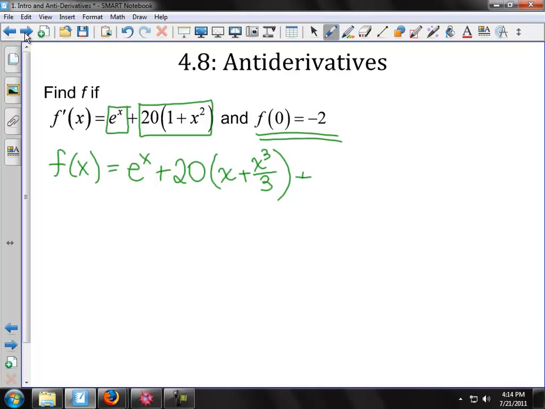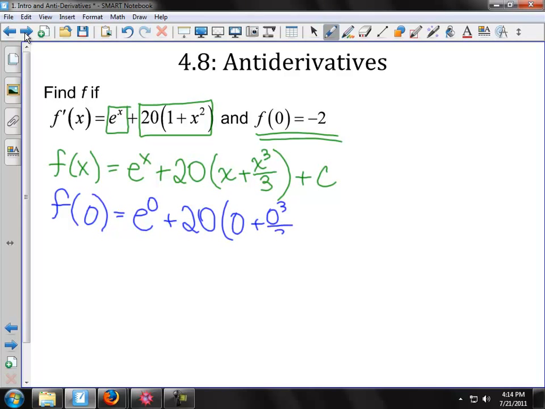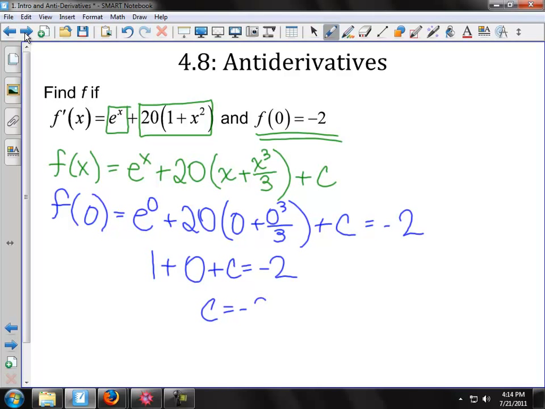Now we are going to put the plus c here, but we're not done, because we need to figure out what c is going to be for the actual solution to this problem. So we're going to plug in the point they give us, f of 0, which would be e to the 0 plus 20 times 0 plus 0 cubed over 3 plus c, and that is supposed to give us negative 2. So e to the 0, that's 1, plus 20 times 0, that's 0, plus c equals negative 2. That means c must have been negative 3.